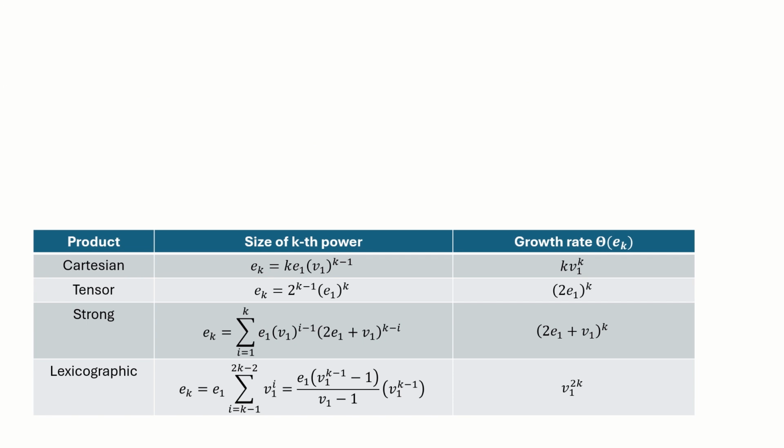Moving on, notice that the size grows very quickly. We can see that the lexicographic and strong products are going to be the products where we see the fastest growth in size.